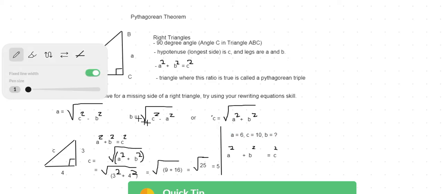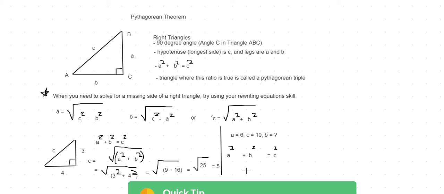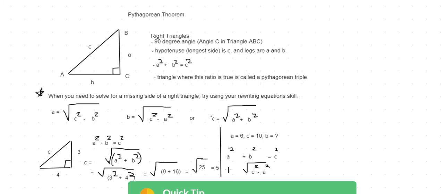See, B would be the square root of C squared minus A squared. Oh, that's why that wasn't working. There we go. B equals the square root of C squared minus A squared. Now, again, we can just plug in the numbers here.